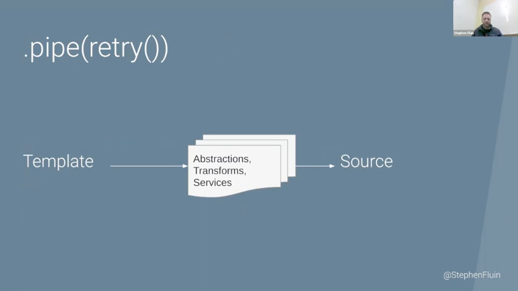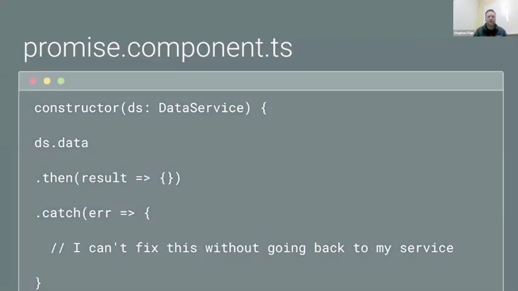So in a promise, you aren't actually able to control what's happening in the process. Whereas in an observable, you can pipe it with the retry operator that effectively allows you to do something from your template or from your component that's going to modify or change the behavior of the source. So if we take a look at a quick code sample here, as I mentioned, we have a data service, and we're calling then on that promise.